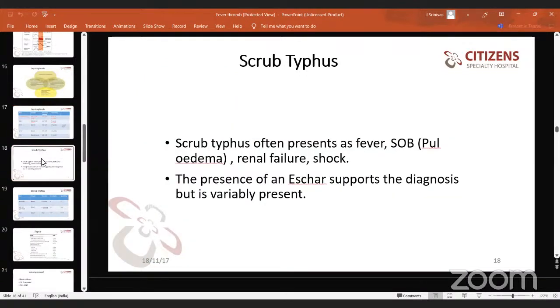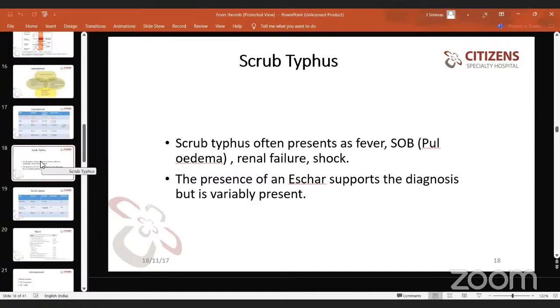So scrub typhus, it also presents like a sepsis, and the presence of an eschar supports the diagnosis, but it is variably present. We know most of them, any patient coming with fever, to completely examine the body, so that if there is an eschar, then we get a diagnosis of scrub typhus. What test do we do? The Weil-Felix test.